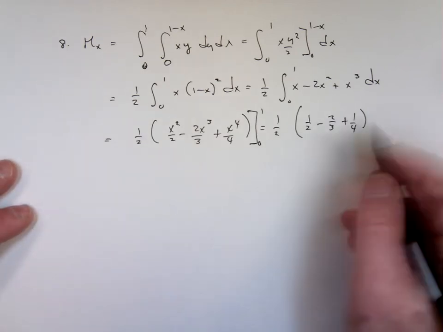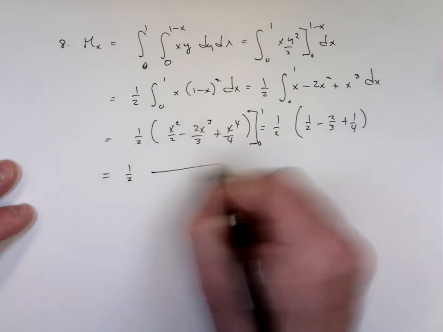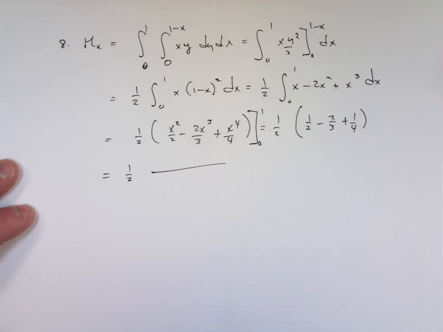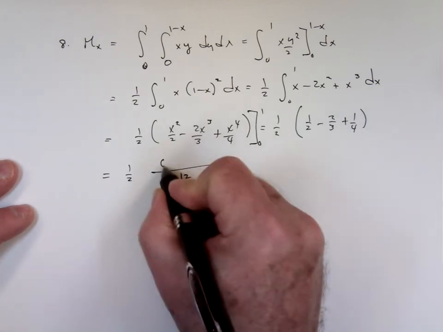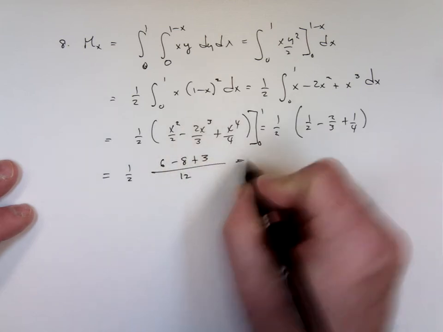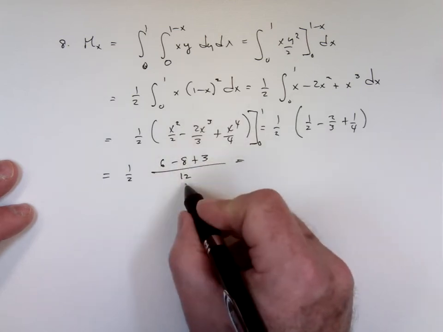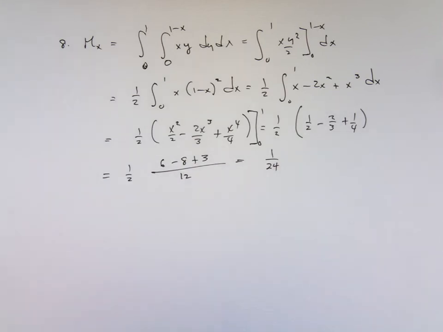All right, so what do we end up with? Well, you got a 1/2, and the LCM of 2, 3, and 4 is 12. So let's go with 12. We get 6 minus 8 plus 3. This is 9 minus 8, 1/12, 1/24. Okay. That's the moment from the x-axis.